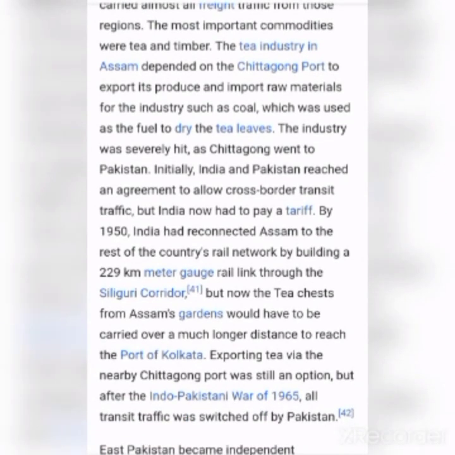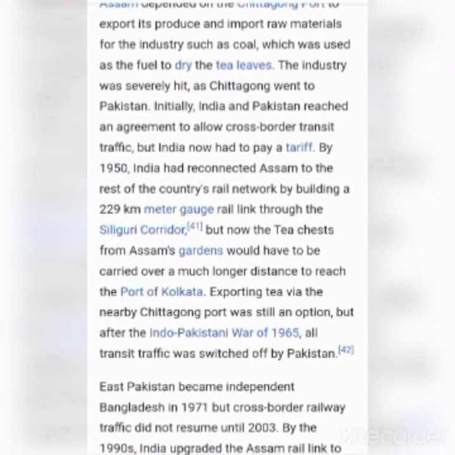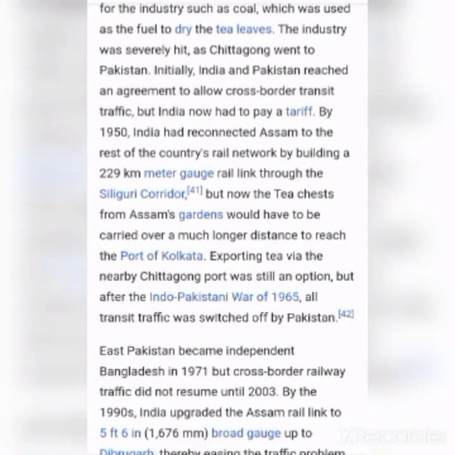By 1950, India had reconnected Assam to the rest of the country's rail network by building a 29 kilometer meter gauge rail link through the Siliguri corridor. But now the tea produced from Assam's gardens would have to be carried over a much longer distance to reach the port of Kolkata. Exporting tea via the nearby Chittagong port was still an option.